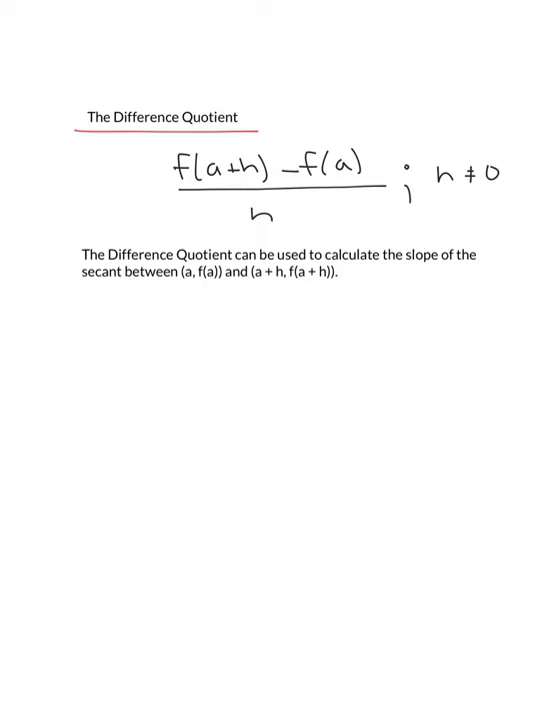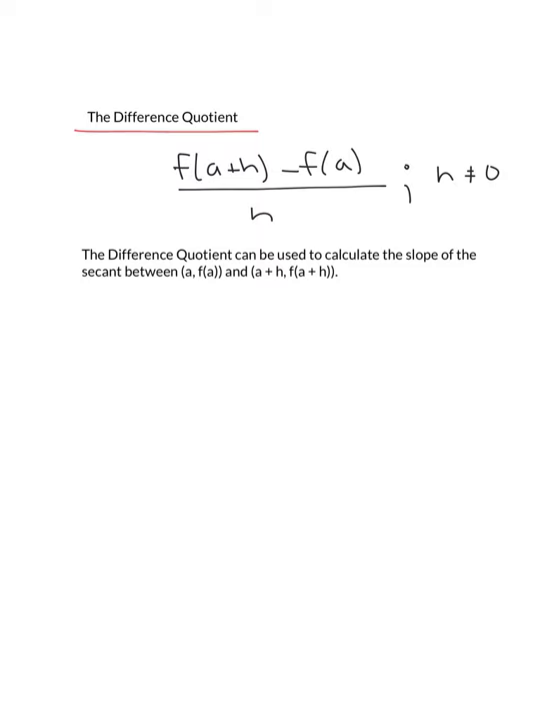Today we're going to be talking about the difference quotient. So the formula is f at a plus h minus f at a, all divided by h, where our h cannot be 0. The difference quotient can be used to calculate the slope of the secant between our 2 points, a and f at a, and a plus h and f at a plus h.